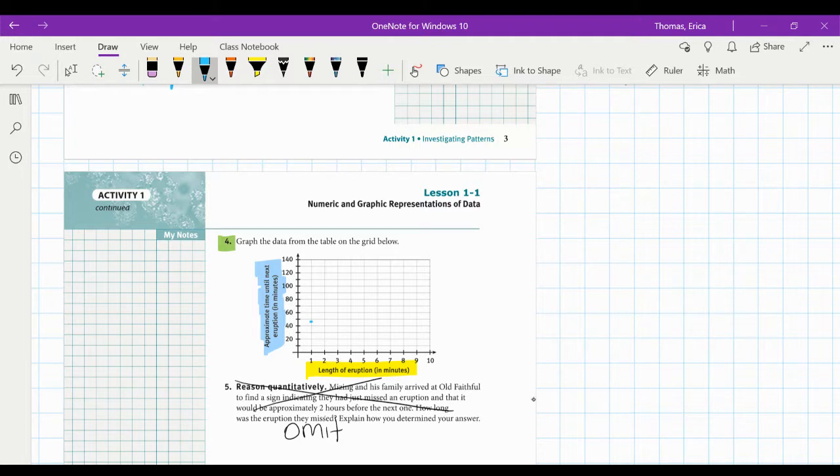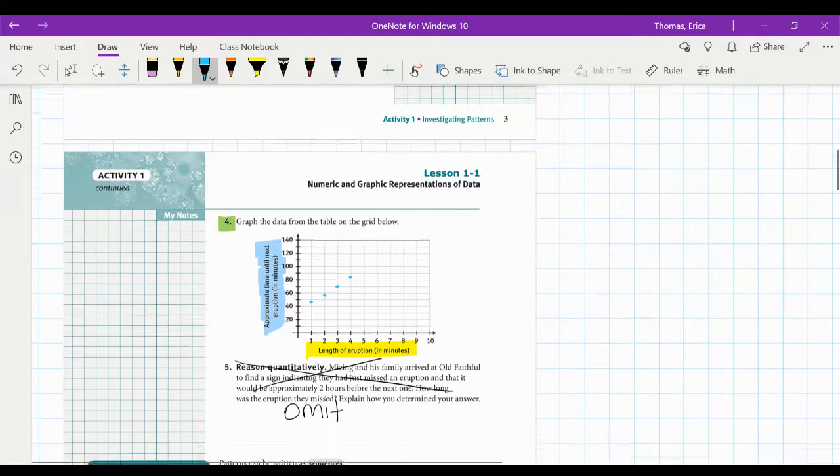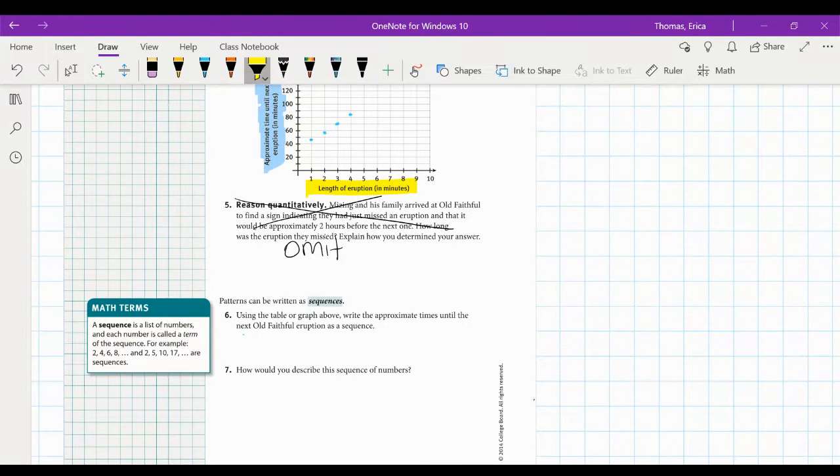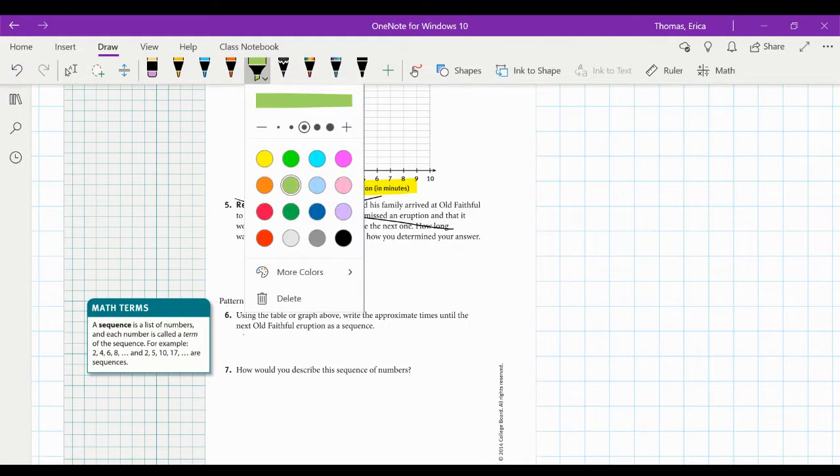I'm going to 2 and up to 58, which would be about there. Going to 3 and up to 70, and going to 4 and up to 82. Notice I'm leaving those points just as they are. I am not connecting them to make a line. Okay, now we're going to move on to number 6.